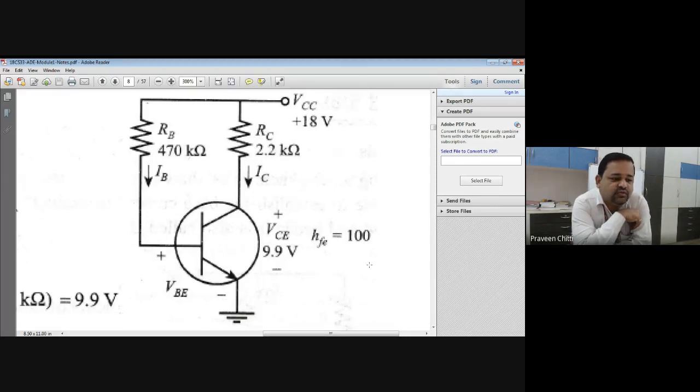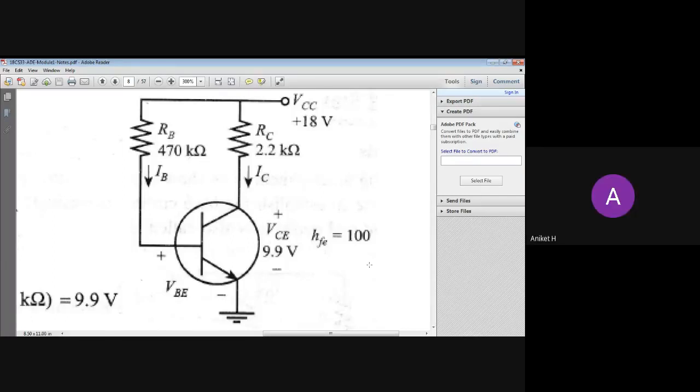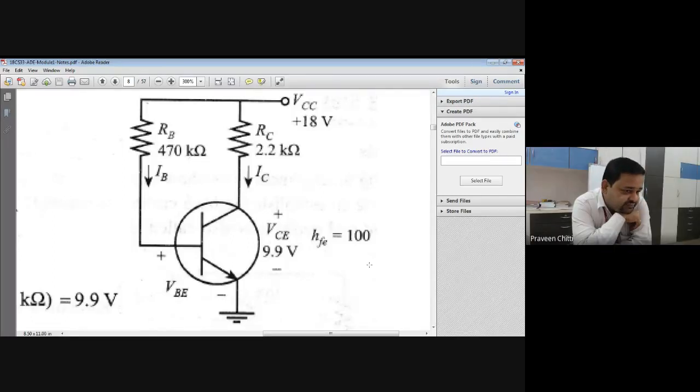Aniket, what is the value of VCC given there? 18 volts. RB is how much? 470 kilo. RC? 2.2 kilo. And HFE they have given. What is that HFE here? Sometimes beta is indicated by HFE. So HFE is nothing but the value of beta. Is that clear? And assume it is a silicon transistor.